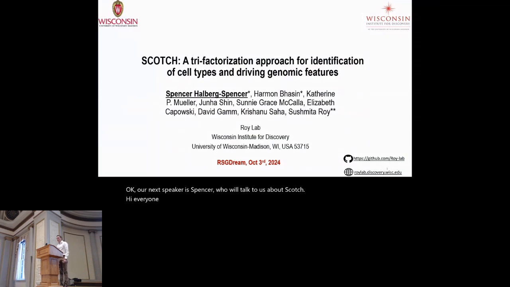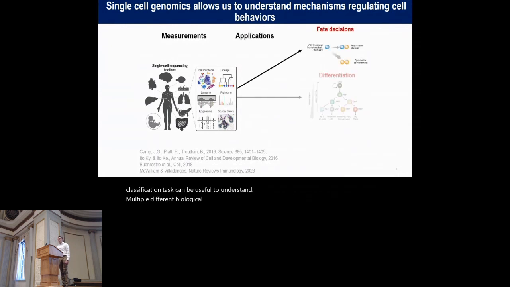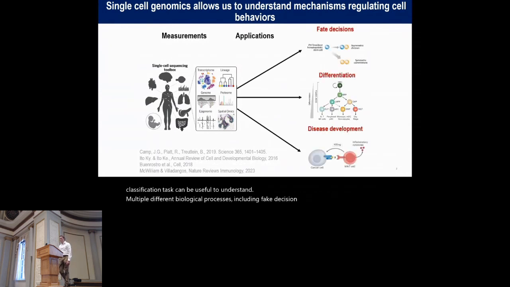My name is Spencer, and I'll be presenting SCOTCH, which is a tri-factorization approach for identifying cell types and driving genomic features. As many of you know, with the explosion of single-cell genomics, there's been an influx of data that has allowed us to understand biology at an unprecedented level. One of the main challenges that we face is identifying different cell types and cell states from this data. This classification task can be useful to understand multiple different biological processes, including fate decision, differentiation, and disease development.